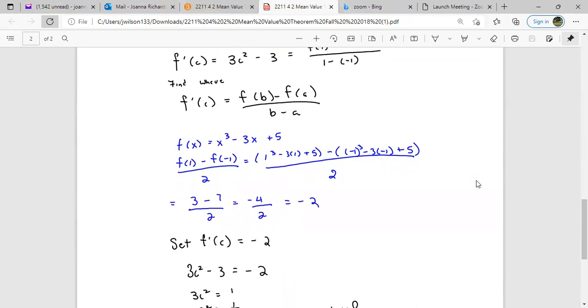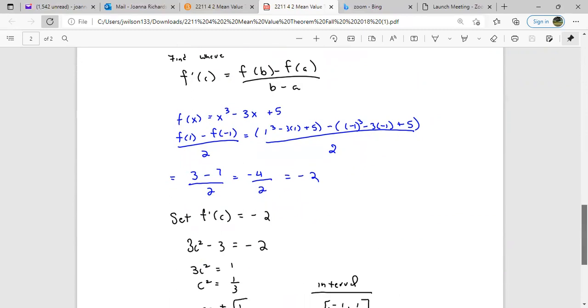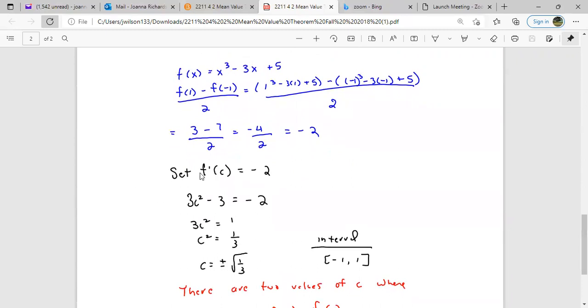So I calculate f(1) and I calculate f(-1). I get a 3 here and a 7 here. And in the bottom, of course, I'm going to get 1 minus -1, which is a 2. So I have (3 - 7) over 2, which is -4 over 2, which is -2. So this is the average rate of change. Now I'm going to set the instantaneous rate of change, or f'(c), equal to -2.